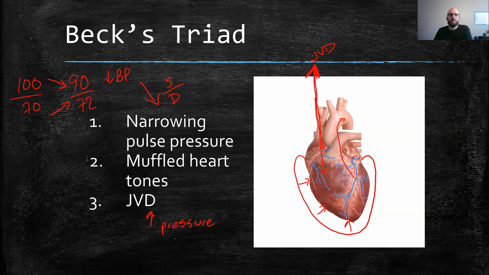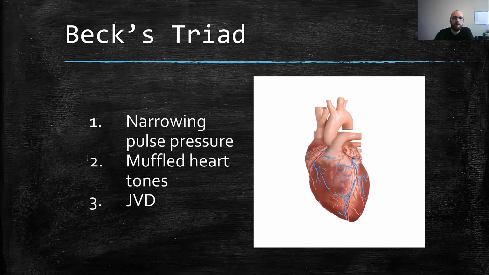So those are the three for Beck's Triad. And again, I want you to be able to pick up on those really easily, because that'll be a very good test question situation. Other things that'll show up: tachycardia to compensate for the hypotension, potentially hypoxia, depending on how well we're circulating blood. So we'll get other things too, but if you get these three, your answer is Beck's Triad, and your answer is cardiac tamponade.